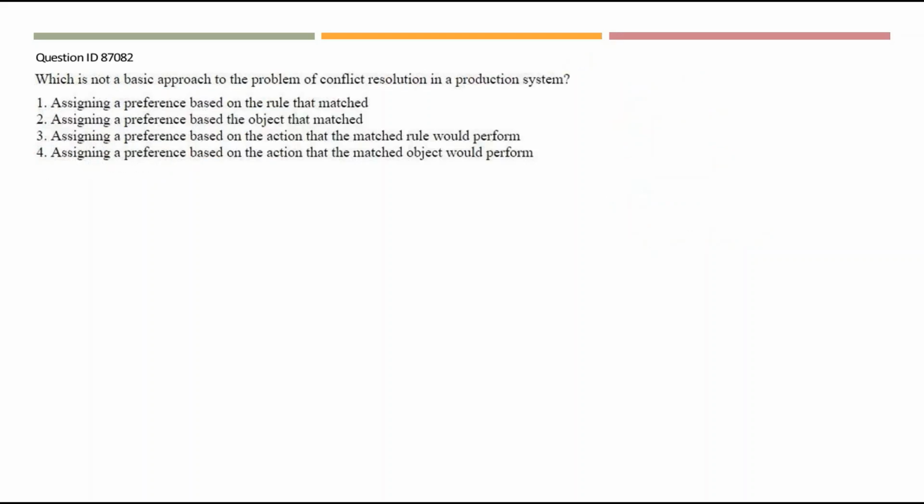Next question. Which is not a basic approach to the problem of conflict resolution in production system? This content is from the topic rule-based system in artificial intelligence. So under this we have something called production system. What is a production system? It is actually based on a set of rules about behavior. These rules are a basic representation that are found helpful in expert systems, automated planning, and action selection.